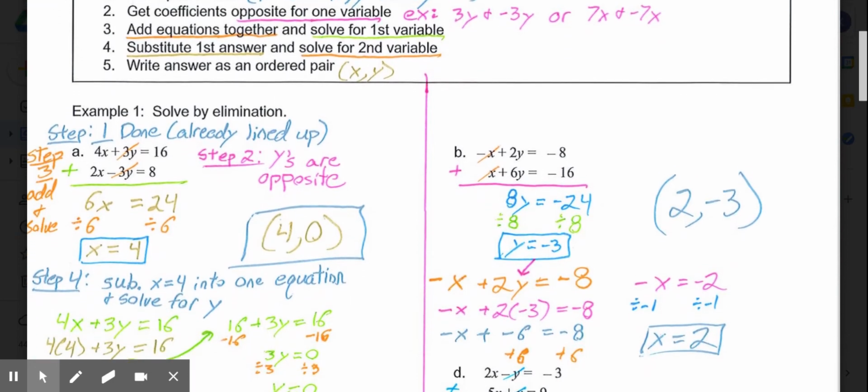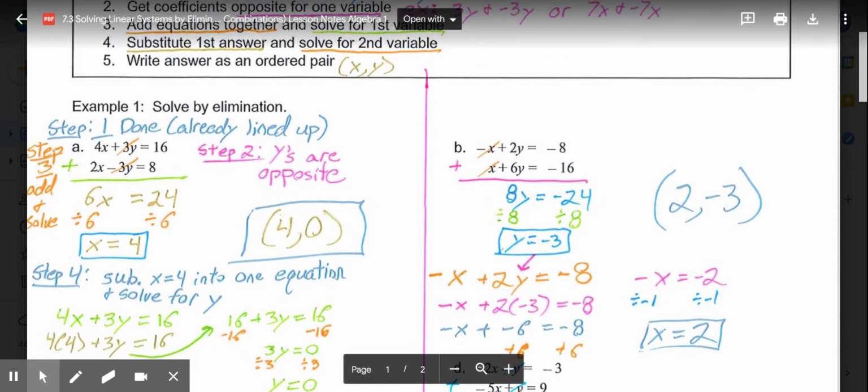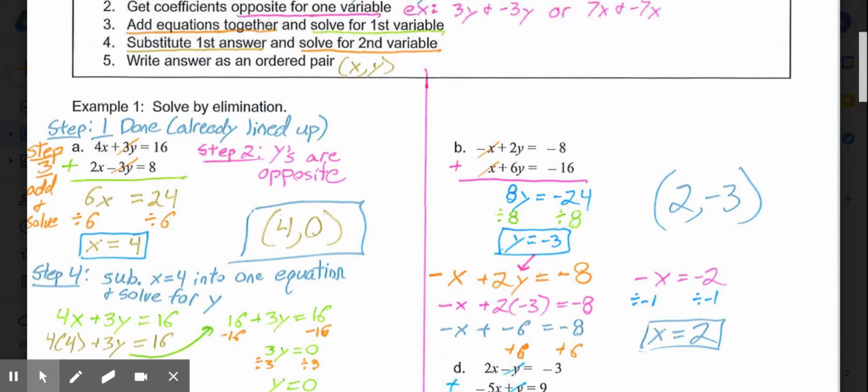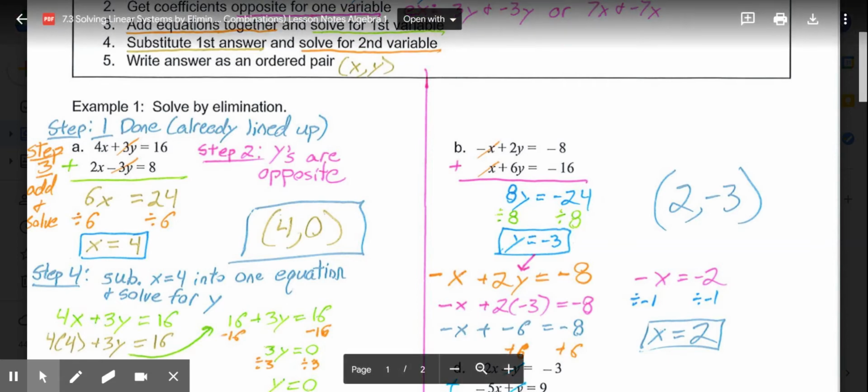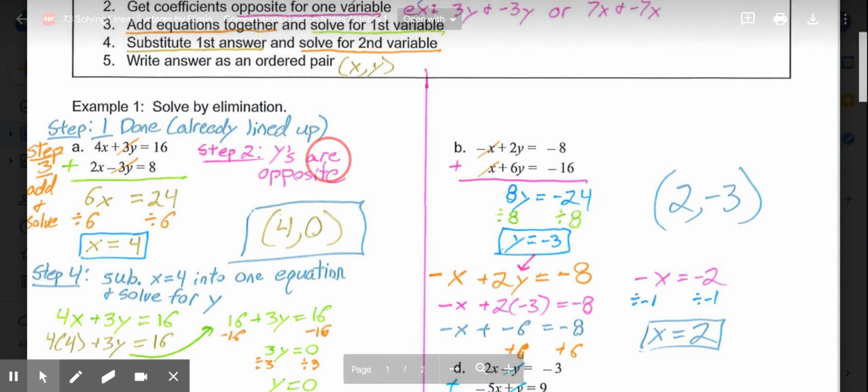So in example 1, step 1's already done for us. They lined up the x's above each other, the y's, and the constants. Step 2, we want to make sure one of our variables have opposite coefficients. So here, positive 3y and negative 3y, they have opposite coefficients in front, 3 and negative 3, so step 2 is already done for us.